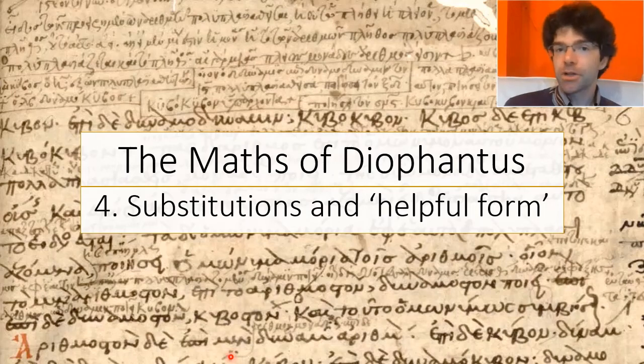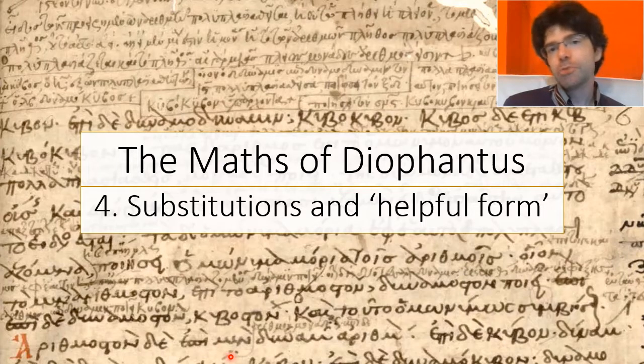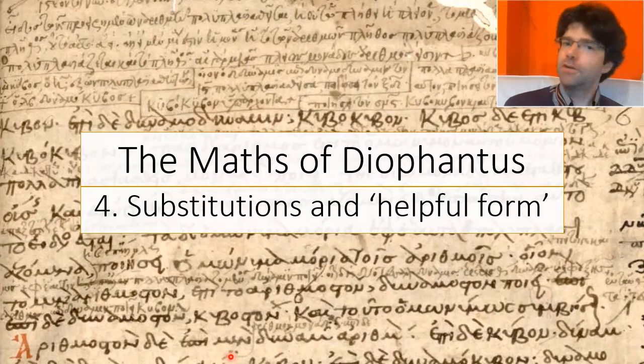Hello everyone and welcome back to this series on Diophantus. In video 3 we looked at some problems and noticed how Diophantus had to exercise some intelligence in how he assigned his one unknown symbol. Those problems were determinate, they had one particular solution. But most of Diophantus' problems aren't like that.